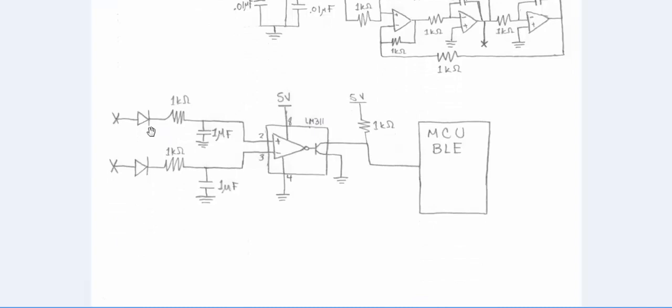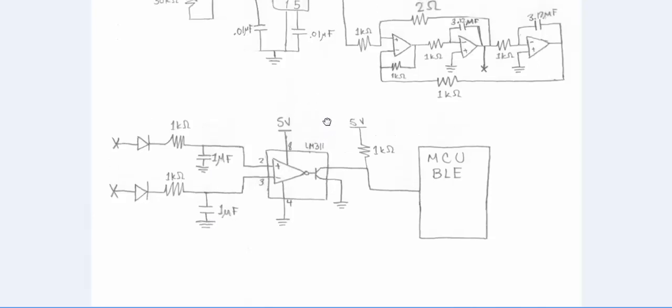we use a diode as a half cycle rectifier. Then it goes to a low pass filter designed for the speed or the frequency at which we are sending the data. In this case it is 150 hertz. So we have a resistance in both of them of 1 kilo ohm and a capacitance of 1 microfarad, and this capacitance goes to ground.